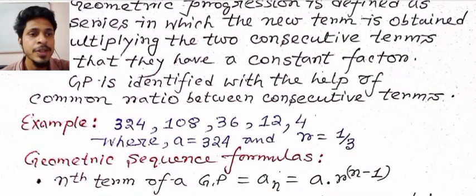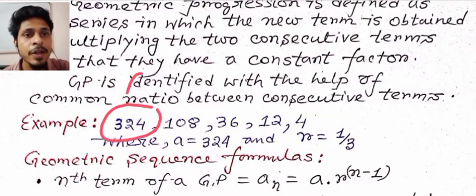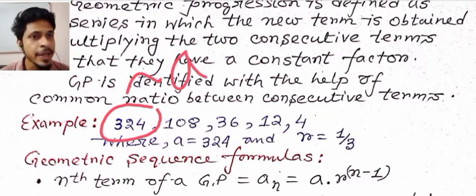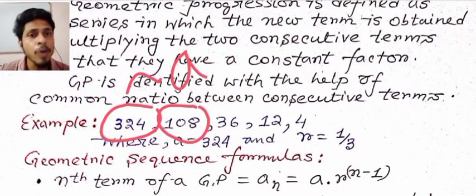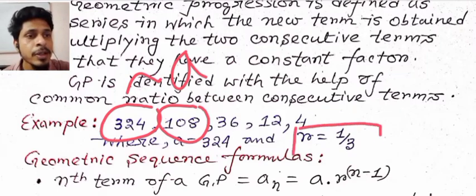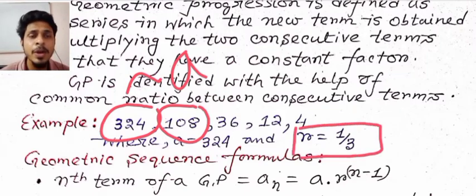So here we can see the example 324, 108, 36, 12 and 4. In that case, we see that 324 is the first term. The first term is always denoted by a, and here it is decreasing: 108, 36, 12 and 4. Then there should be a common factor which is multiplied with the first term, and we will get the next term. So here it is 1/3. That means the common ratio is 1/3.